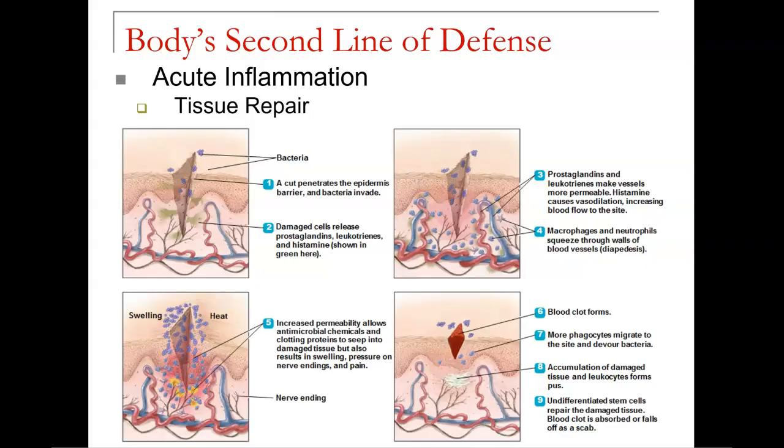Now, with this, you could have chronic inflammation. That's inflammation that develops slowly but lasts a long time and can cause damage or death to tissues, or it could result in a disease.